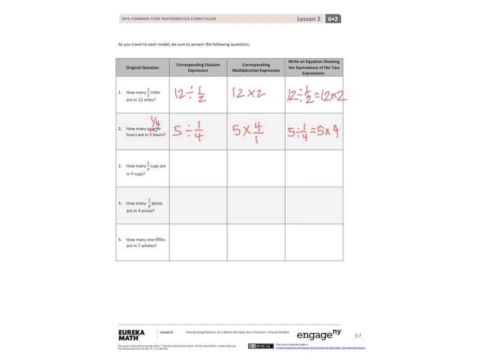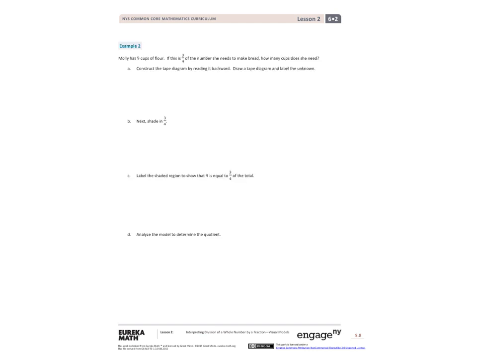Let's do one more. How about we skip down to 5? It says, how many 1/5 are in 7 wholes? So I have 7 divided by 1/5. That's going to be 7 times 5 over 1. And then I'm going to write 7 divided by 1/5 equals 7 times 5. Got it. Okay, now I'm looking in my book. We just did the chart, so I'm going to move to the next example.